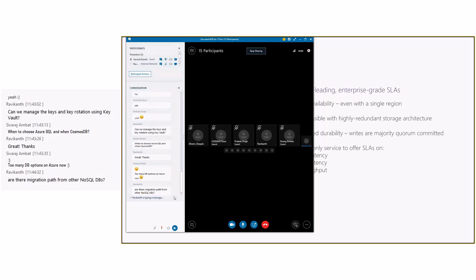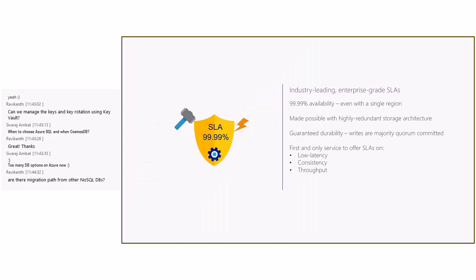Yeah, you tell me about that. Great. So yes, definitely there is a lot of choice, and I think at the end of the day, choice is here to help us.